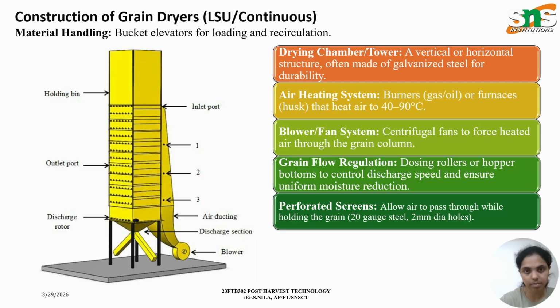And the next part of the system is the blower or fan system: centrifugal fans to force heated air through the grain column. For grain flow regulation, there are dosing rollers or hopper bottoms to control the discharge speed and ensure uniform moisture reduction. And perforated screens allow air to pass through the dryer while holding the grain, like 20 gauge steel and 2 diameter holes. So this is the generalized specification of a grain dryer like the LSU.